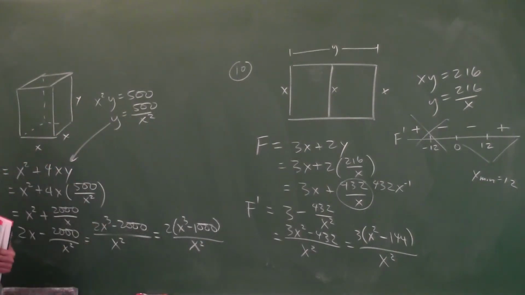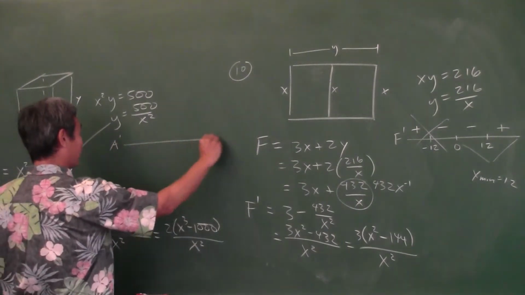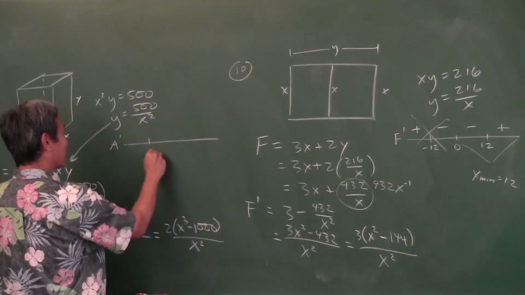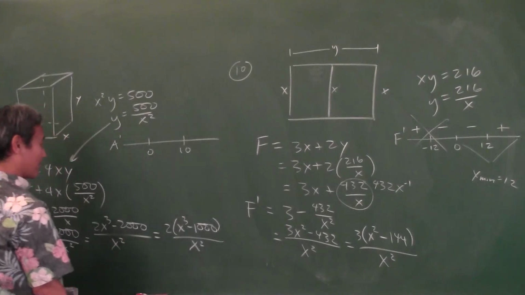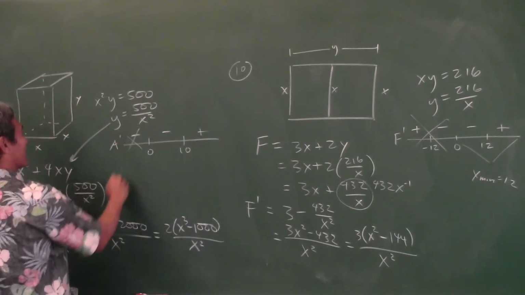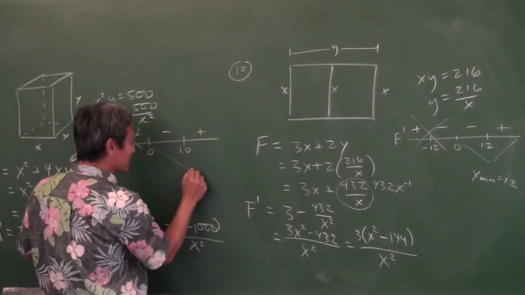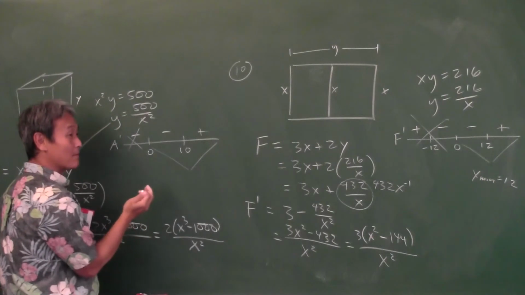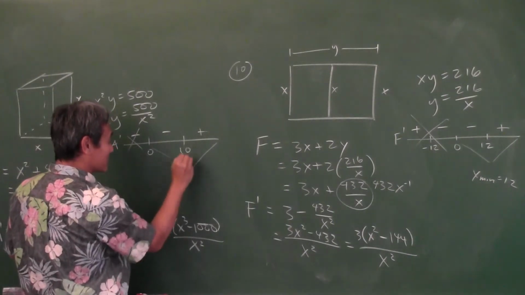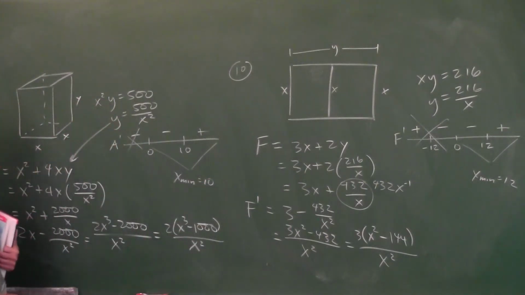Right? Because the cube root of 1,000 is 10. So when you make your number line, you got 0 and 10 on the number line. Plug in a number bigger than 10, it's going to be positive, minus, minus, but we really don't care what's happening there. So right here, the area is decreasing, the area is increasing. So the minimum area occurs when x is 10. X min is 10, and then you answer the question.